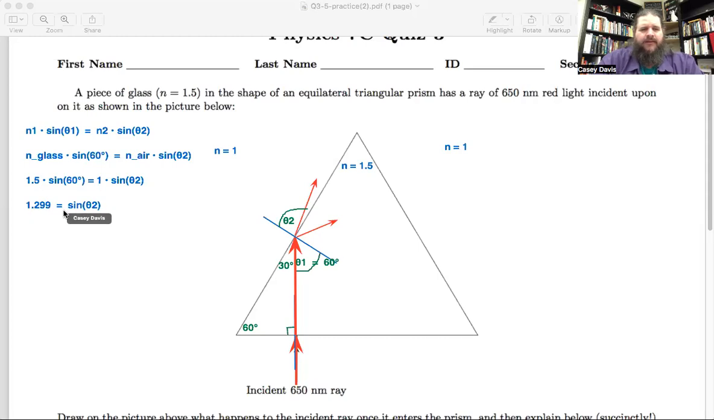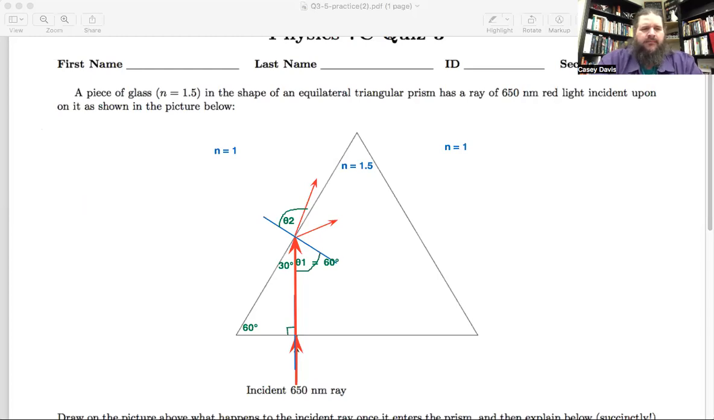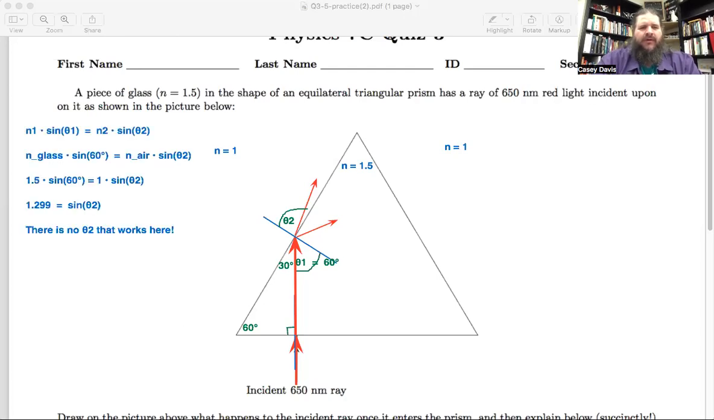The sine value is larger than 1. Right. Sine of any angle is always going to be less than or equal to 1. If the algebra ends up as sine of something equals anything more than 1, that's impossible. This angle does not exist. There is no such angle whose sine is 1.299. There is no angle that works here. So that means theta 2 is impossible.